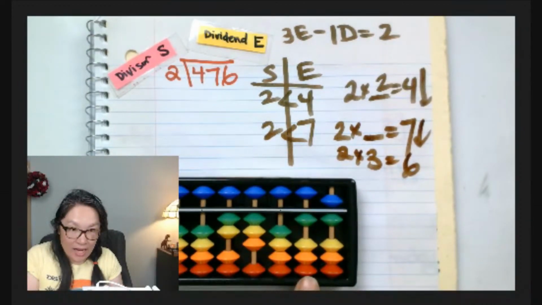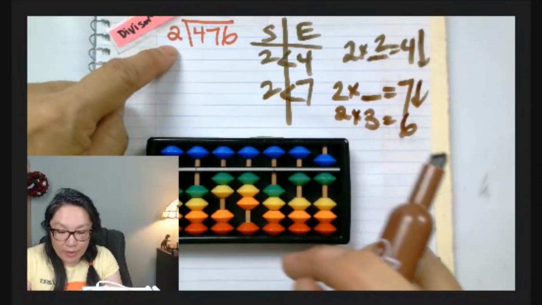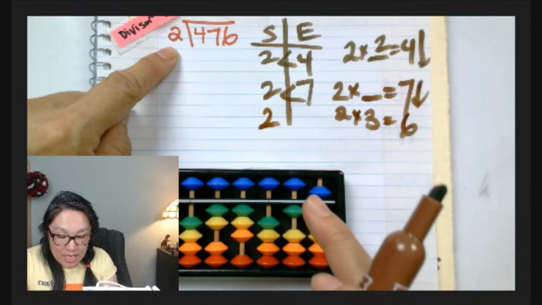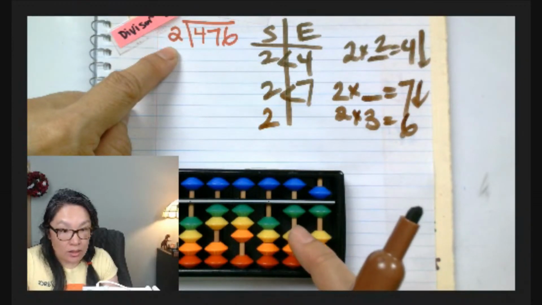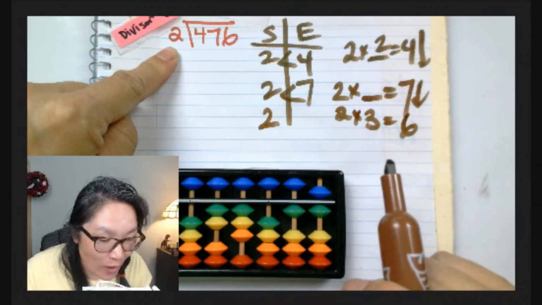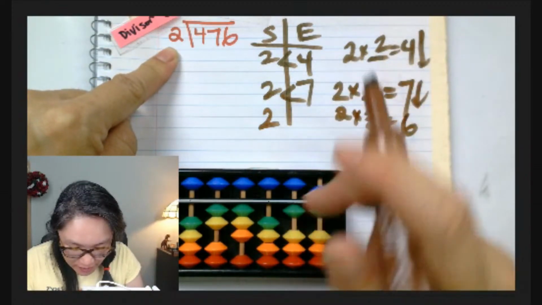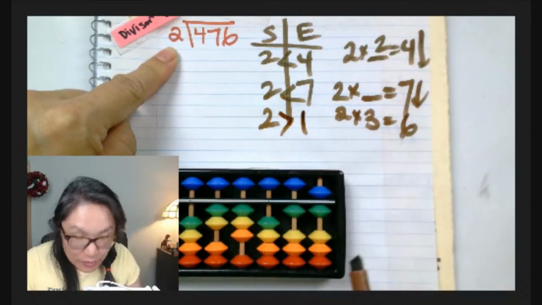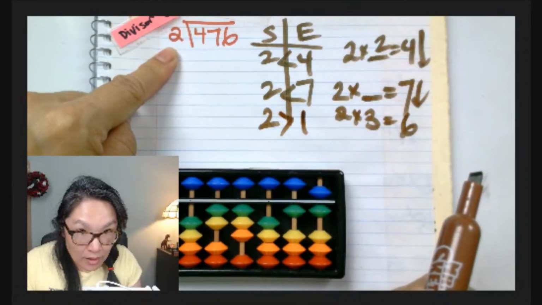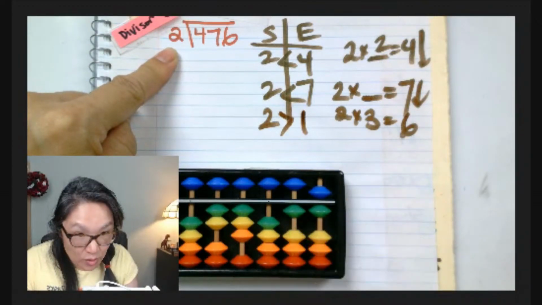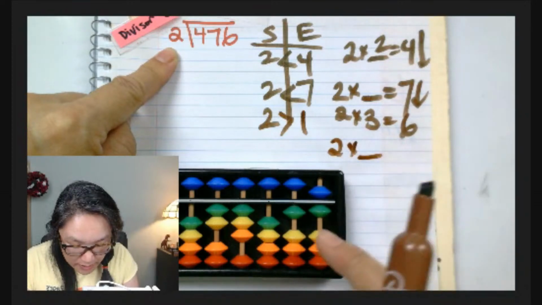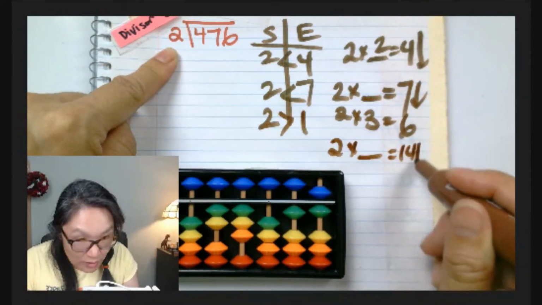Now I have to compare again. What am I comparing? My divisor is 2. My dividend is 1. Hi, Audrey. Hey, Audrey. Are you still awake? Why are you still awake, Audrey? So I have 1. So 2 is bigger. Because 2 is bigger, what are we going to do? We're going to utilize these 2 columns. 2 times what is equal to 14 or less.